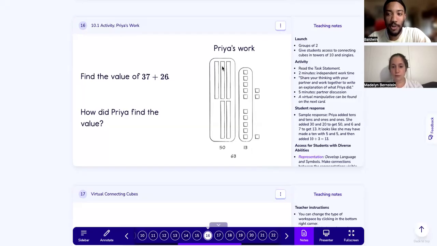10, 20, 30, 40, 50. Now we're going to count on by ones. 51, 52, 53, 54, 55, 56, 57, 58, 59, 60, and 61, 62, 63. And what was her total? 63. Good job.